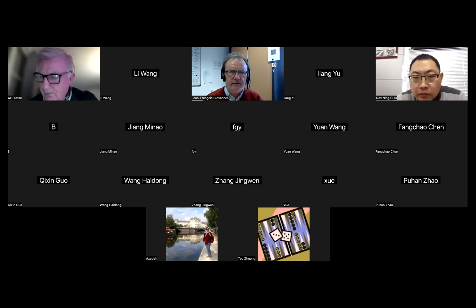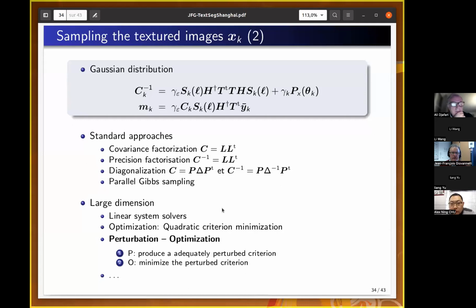Yes, I see. I think you used the correlation between the optimization method and the statistical method. So you use some optimization method to approximate the sampling method, right? If I understood correctly. Okay, I'll look in detail.